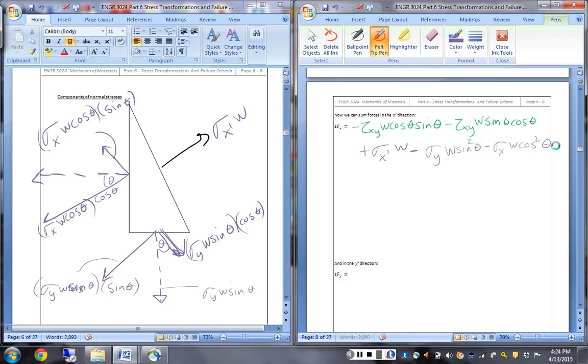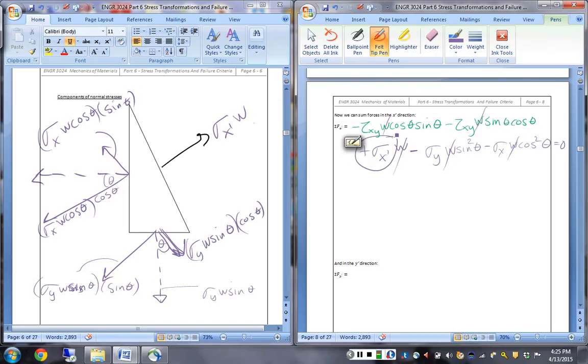Okay, so those are my three in the x prime direction here. So that's my statics problem. All that has to equal 0. The green and the purple is the sum of all my forces in my new direction. That has to equal 0. What do we see? Every term has a w, doesn't it?